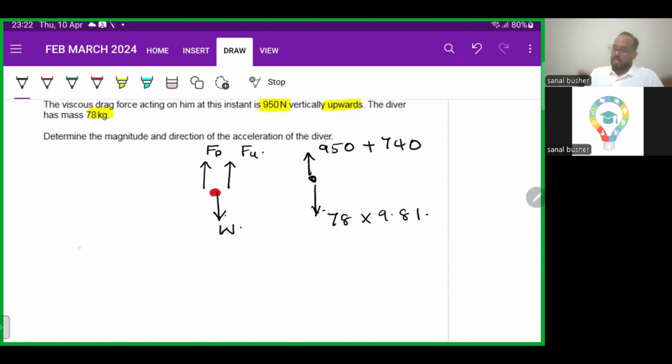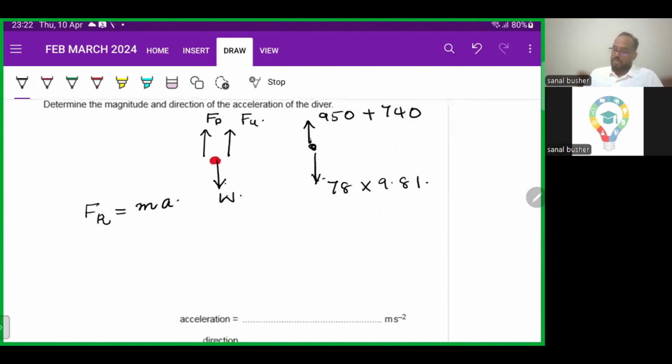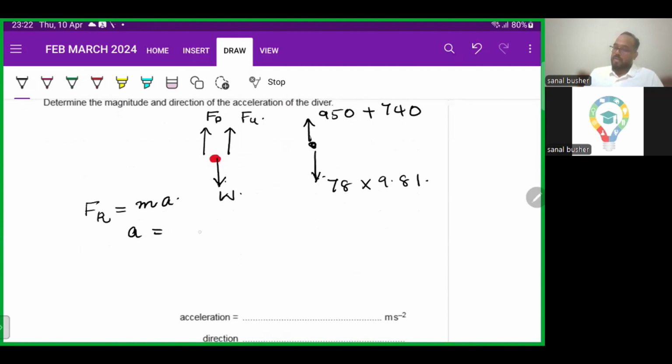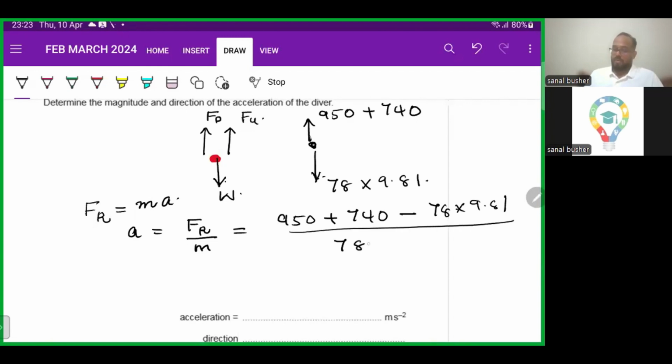So you can say the resultant force F is equal to mass into acceleration, right? Acceleration will be there for the body. So what is acceleration? The resultant force upon mass. You will get the acceleration. What is the resultant force? Upward force 950 plus 740 minus 78 multiplied by 9.81, divided by mass 78. Okay, if you put these values in the calculator, do it.